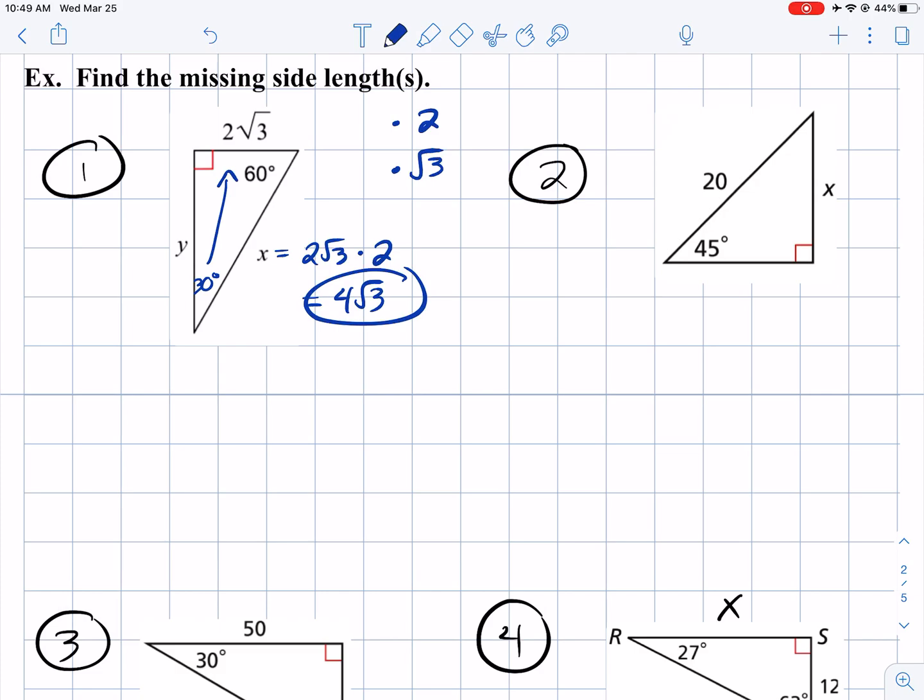For y, it is the length that's opposite 60 degrees. This is your multiply by root 3. 2 root 3 times root 3. Well, the root 3's just get us root 9, which is 3, and 2 times 3 is a side length of 6. So we have 6 and 4 root 3.